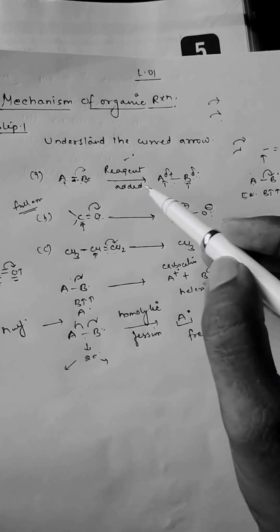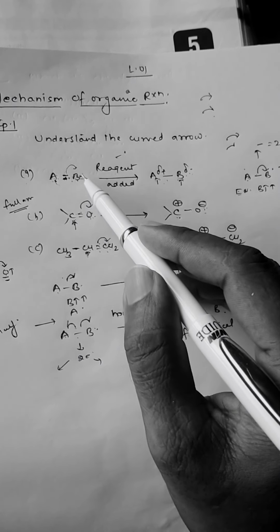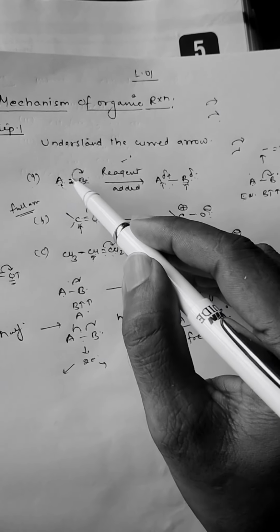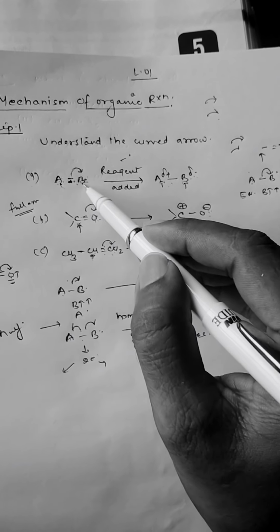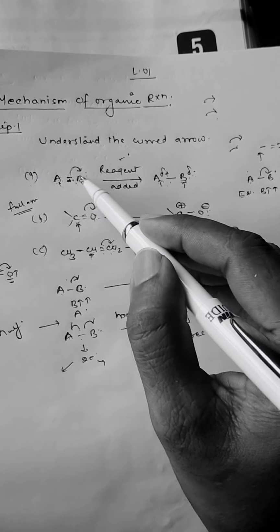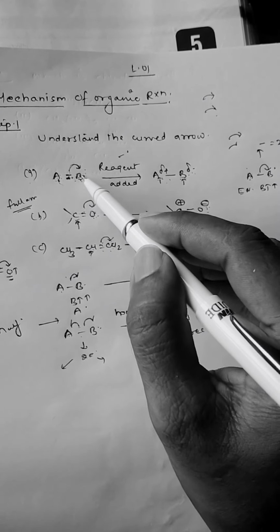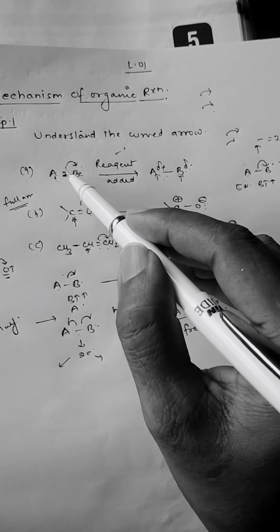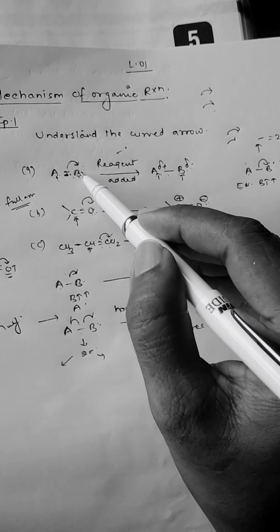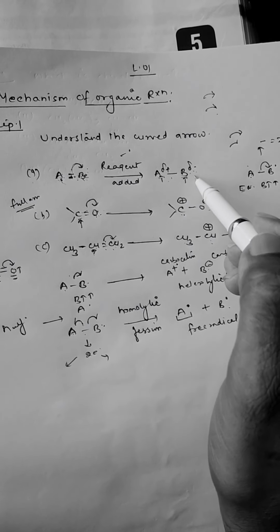You can see the first condition, in which a double bond A=B is present. The full arrow is used to show that the electron density of this bond goes to B. Since the electron density goes to B, the bond will be broken. The whole electron density goes to B, so A is converted to delta plus and B is converted to delta minus.